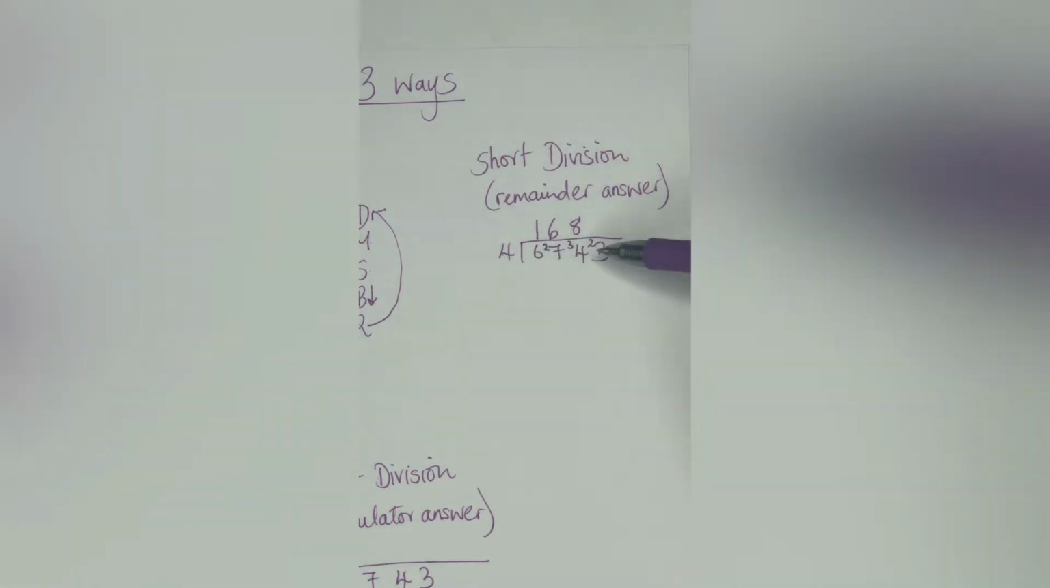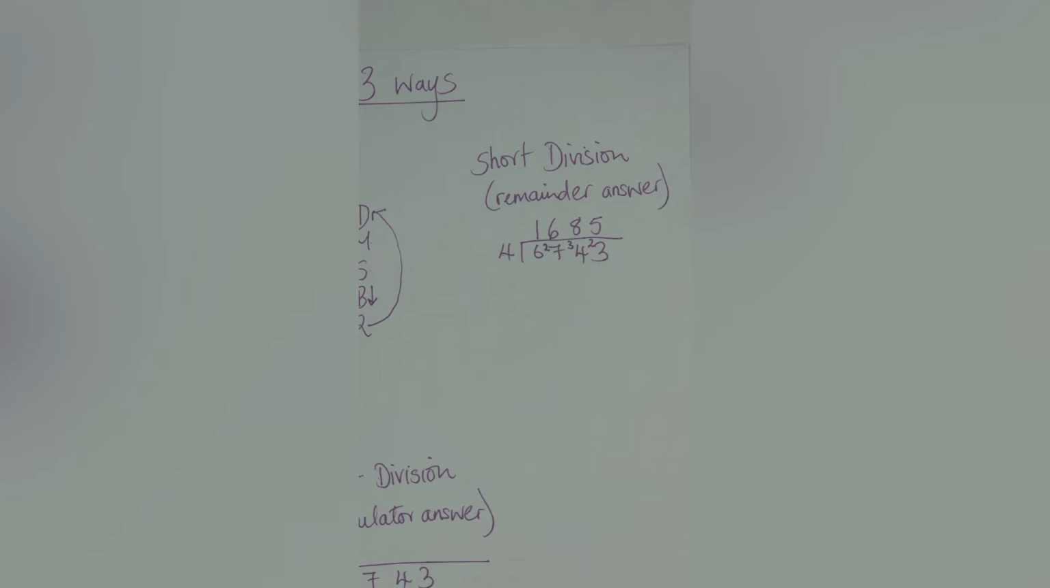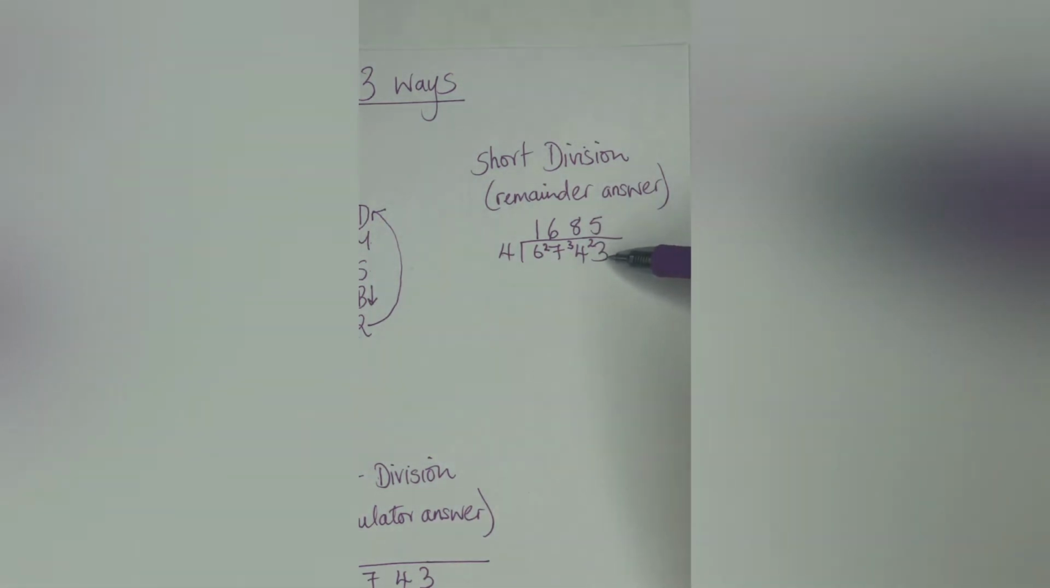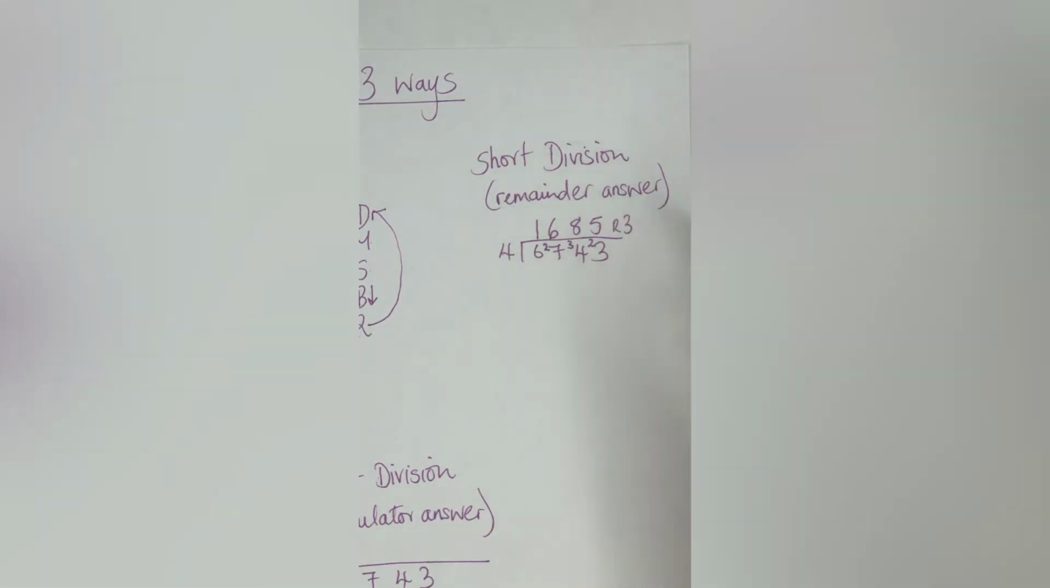How many times does 4 go into 23? It goes 5 times. All right, and then what's going to be left over is the 3, because 5 times 4 is 20. How far are you away from 23? You are 3 away. So that is your answer there.